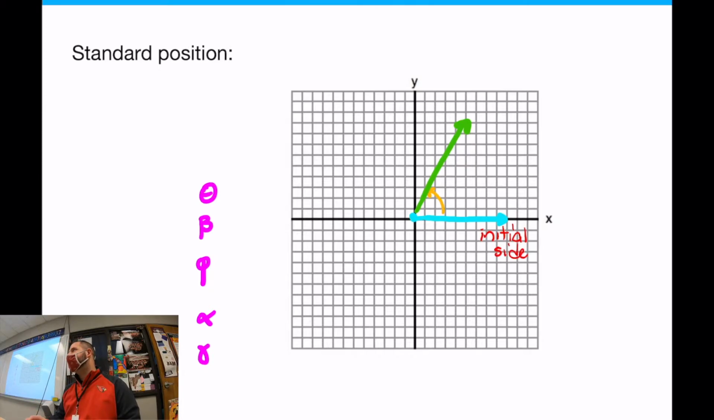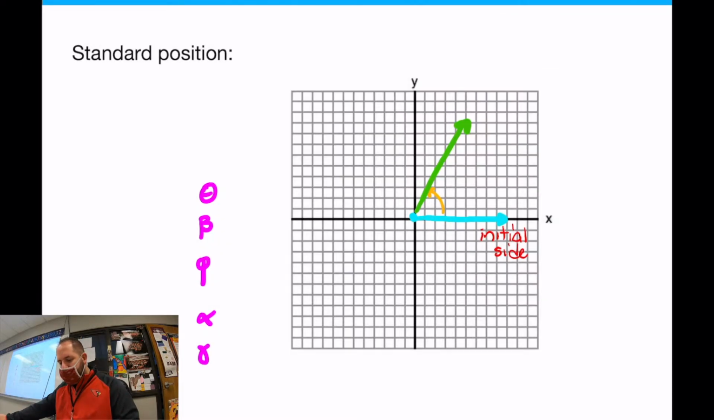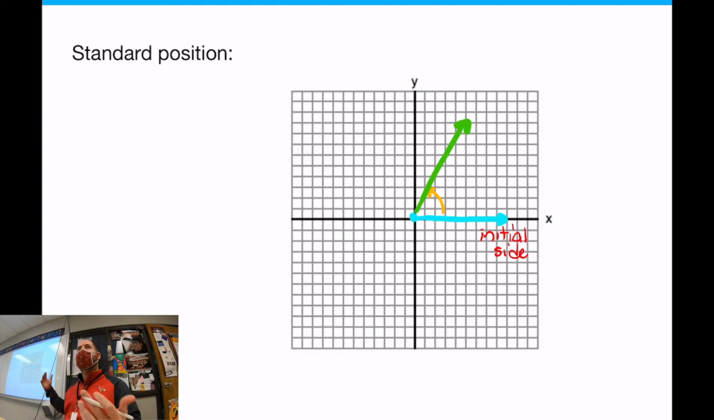But this is how you draw in standard position. Every single time you draw it to the right, you open up counterclockwise. So that's standard position. It doesn't matter if you don't have the graph. A lot of you don't have graph paper, I understand that. So when you draw, you go to the right, you open up counterclockwise, and wherever you stop, there's your angle. You don't have to have a graph. You just have to make sure you start the same way, going to the right, open up.